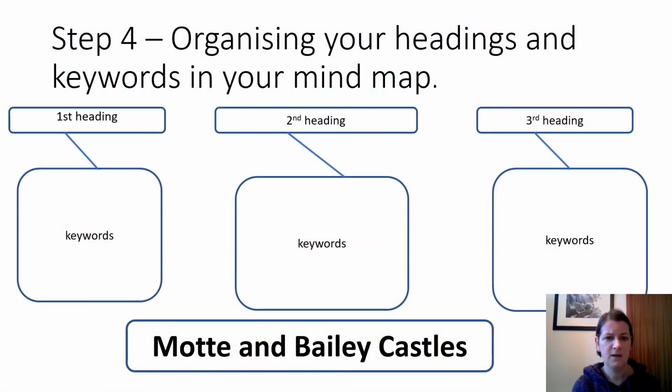Step 4 is about organising your headings and your keywords in your mind map. So this mind map, or something very similar, will be included in your folder. And as you can see here, I have all 3 headings, or a space for them, across the top, and then another box to put all the important keywords that you can find that relate to that heading that you have chosen.